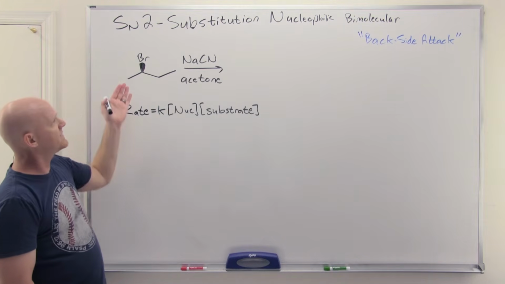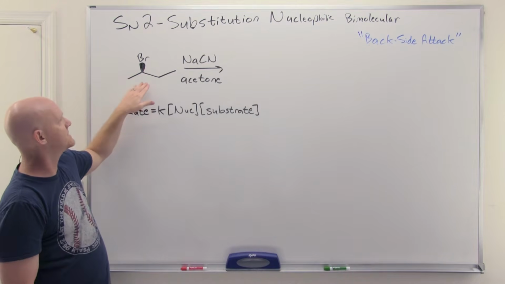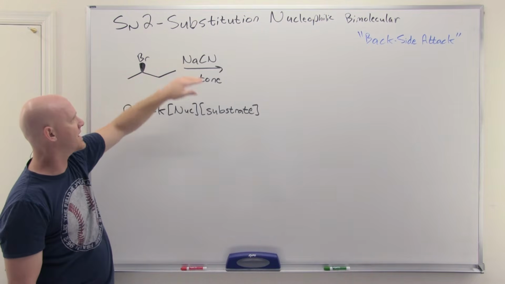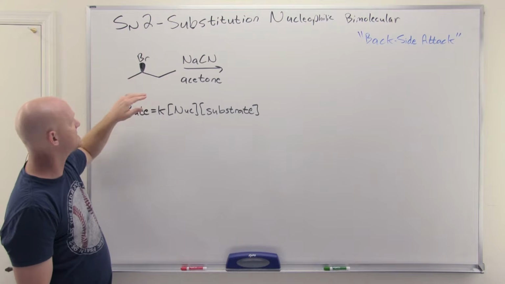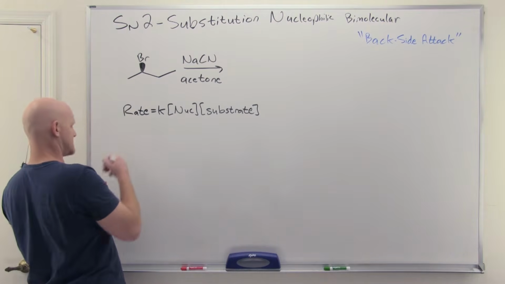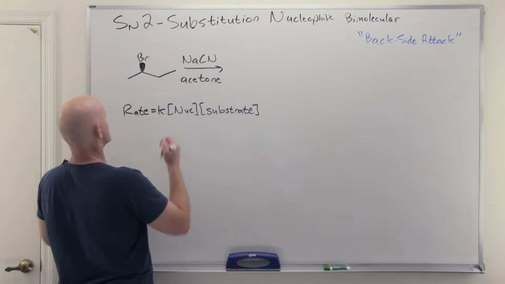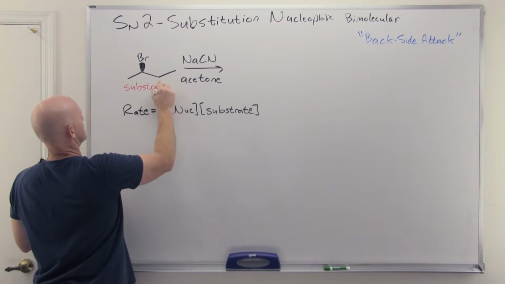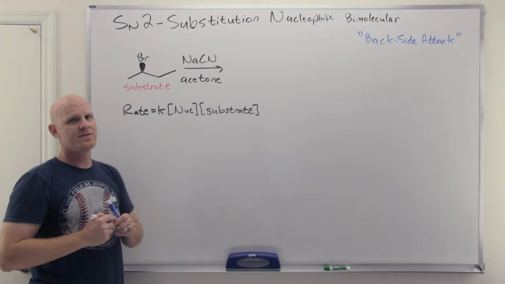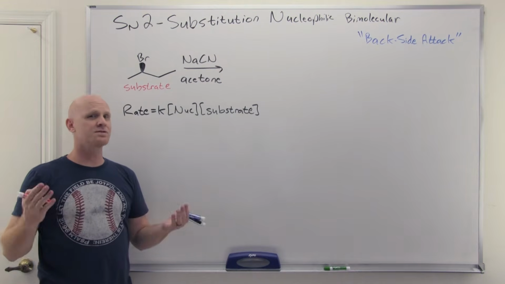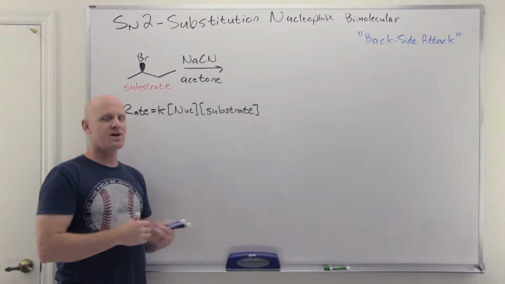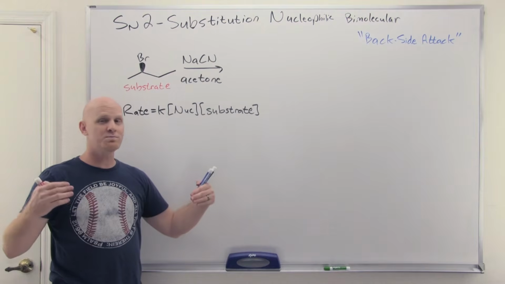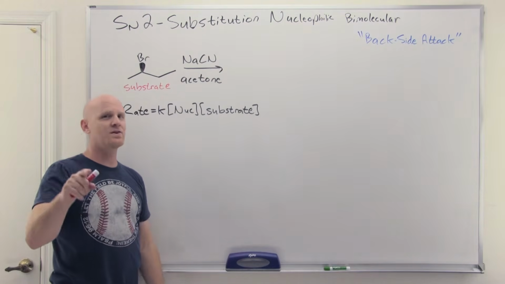All right, so let's take a closer look at an example here. Here I've got 2-bromobutane reacting with sodium cyanide in acetone. In this case, 2-bromobutane is our substrate. Bromide is a good leaving group, it turns out. We stated that a little bit earlier, and the idea is that you learned in Gen Chem HBr is a strong acid, so Br minus, the conjugate base, is a super, super, super weak conjugate base, and that's the hallmark of a good leaving group.